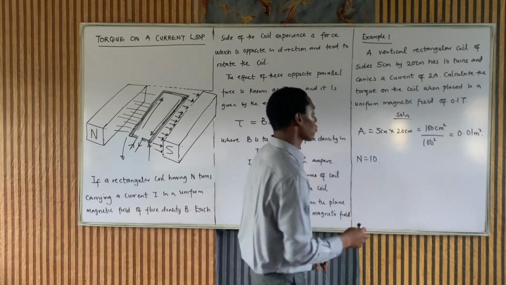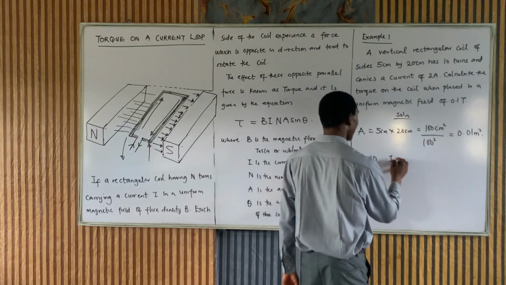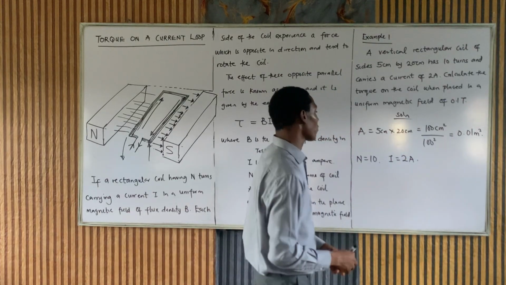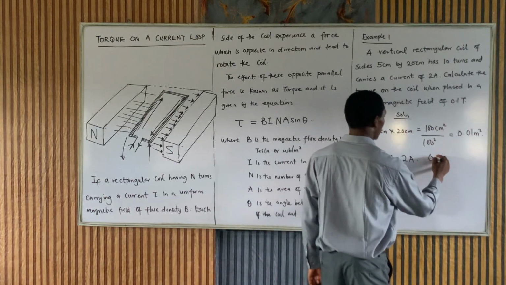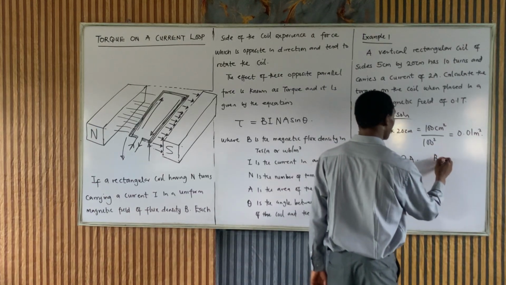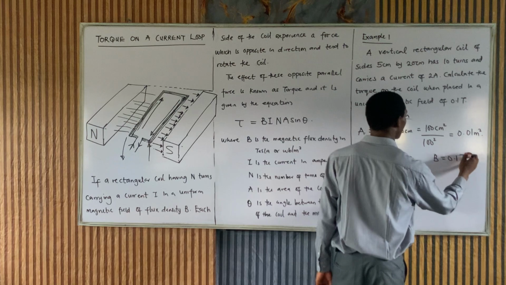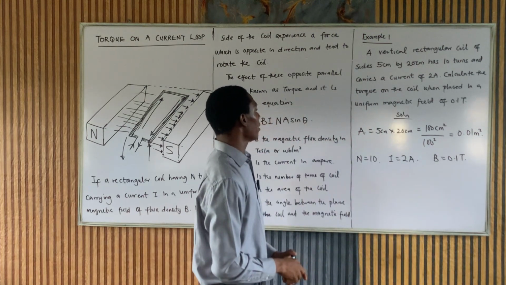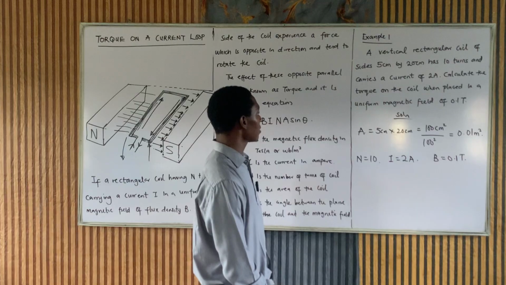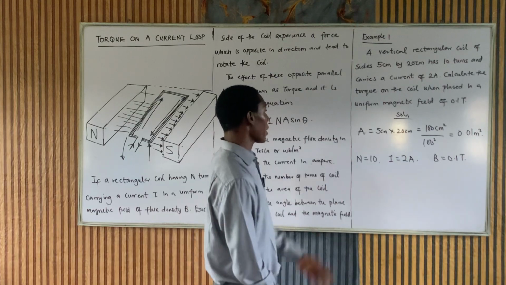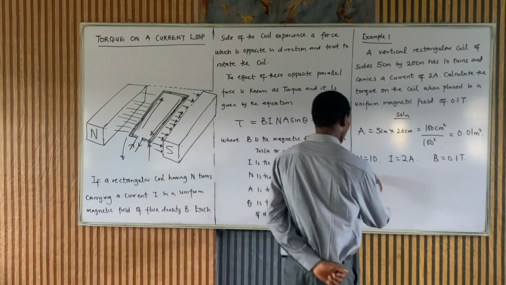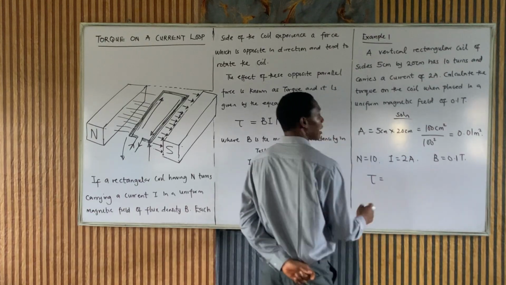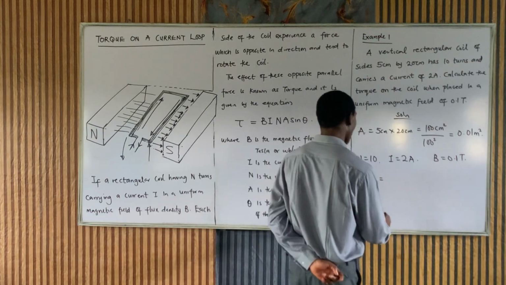And carries a current of 2 ampere. So I is 2 ampere. When placed in a uniform magnetic field of 0.1 Tesla, so our B is 0.1 Tesla. Okay? So now, we are asked to calculate the torque. We're not given an angle here, so we assume we are getting the maximum torque, because if there's no angle, the angle is 90 degrees. We have maximum torque.